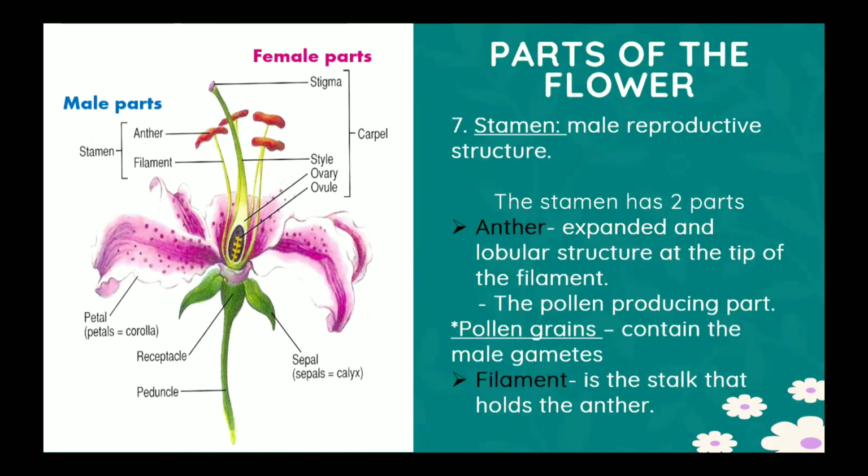Now let's go to the male reproductive structure, the stamen. The stamen has two parts, the anther and the filament. The anther is the expanded and lobular structure at the tip of the filament. This is the pollen-producing part, and the pollen grains contain the male gametes or the sex cells. The filament is the stalk that holds the anther. So those are the two parts of the stamen, the anther and the filament.